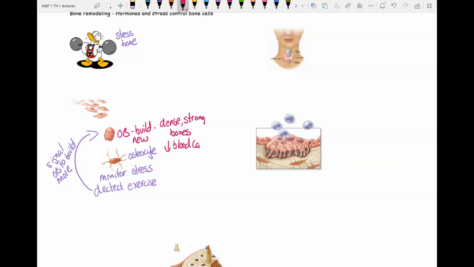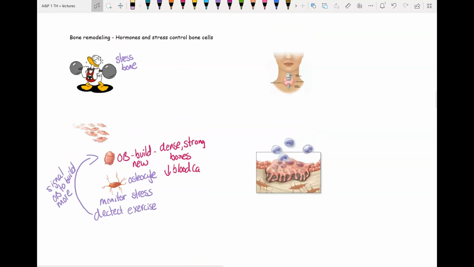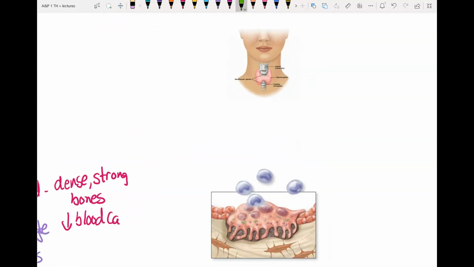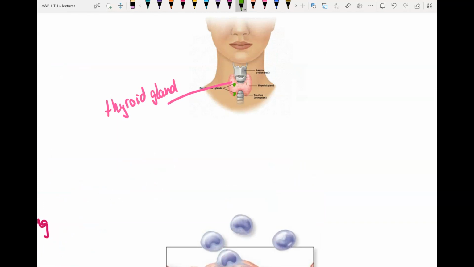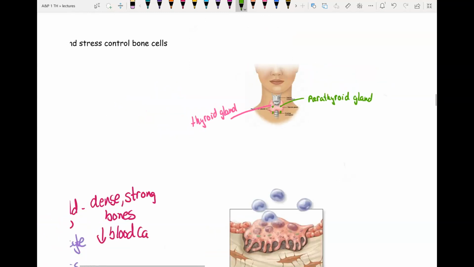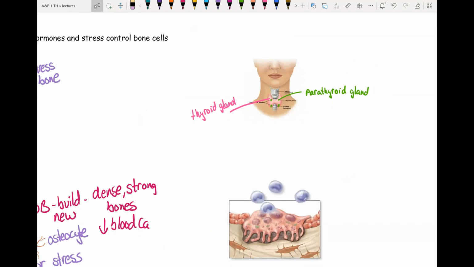Then on the other side, we have the action of the osteoclast. Osteoclasts are controlled by hormones. So you have here in your neck the thyroid gland and the parathyroid glands. The big part here is the thyroid gland. It's this butterfly-shaped gland in the neck. And its main job is to control your metabolism, but it also monitors your calcium. Then embedded inside of it, these little dots here, that is the parathyroid. So both of these glands monitor your blood calcium level.